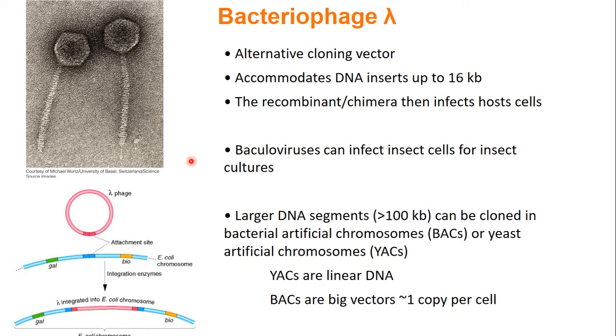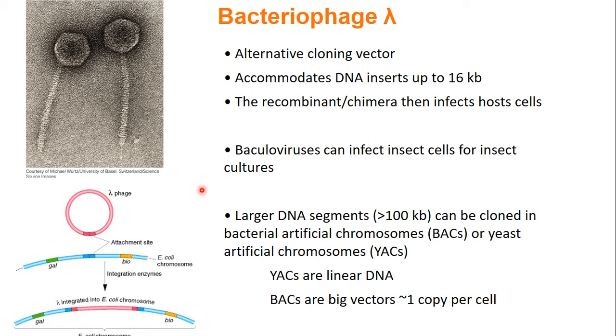And if we want, we can also use this to infect insect cells if we're trying to do research in insects. And the idea of how it works is, here's the phage DNA, and there's an attachment site between the phage DNA and E. coli DNA, and that will insert our gene of interest, this pink part, into E. coli, and now we have a transgenic organism.